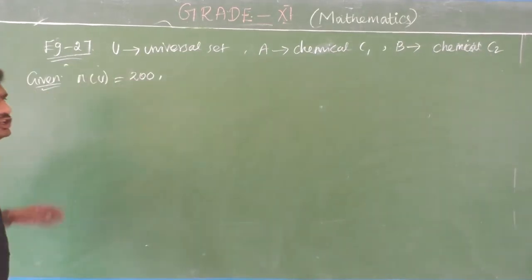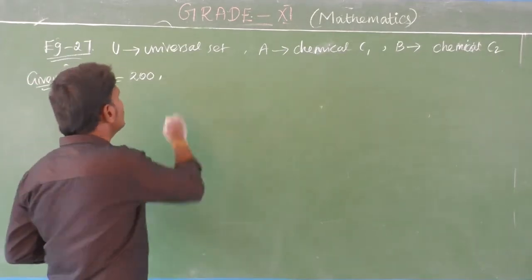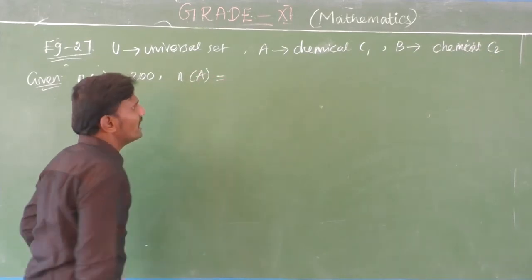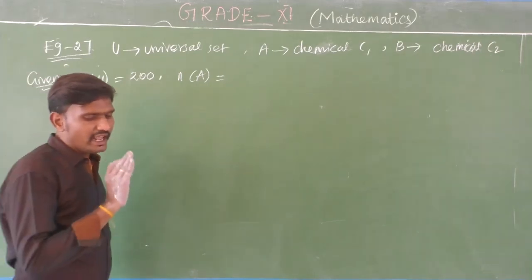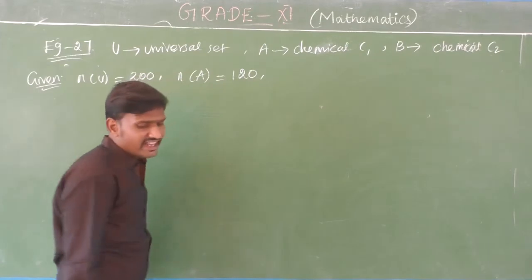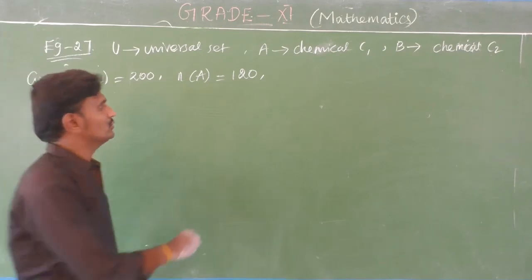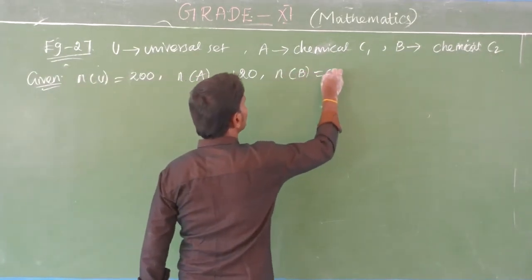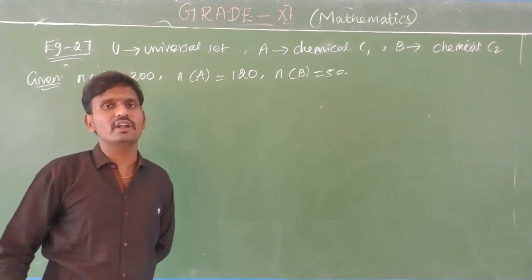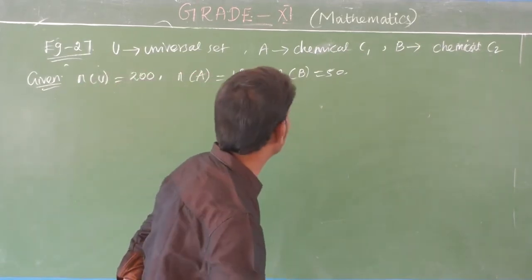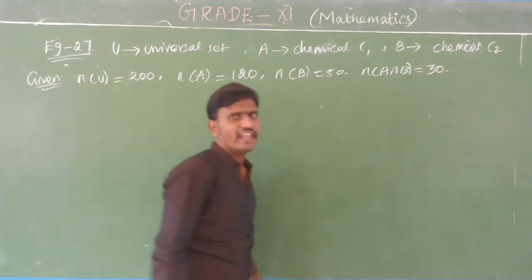Now we are going to write the given. So total how many individuals are given? 200. So n of U equals 200. Now the number of individuals affected by the skin disorder by the chemical C1, how many of them? 120 have been exposed. Then next, 50 members affected by C2, so n of B equals 50. Then finally, 30 exposed to both chemical C1 and C2, so n of A intersection B is 30. Okay, so this is your given.